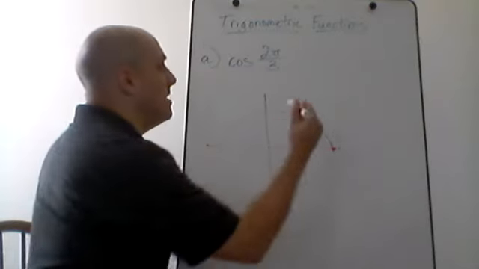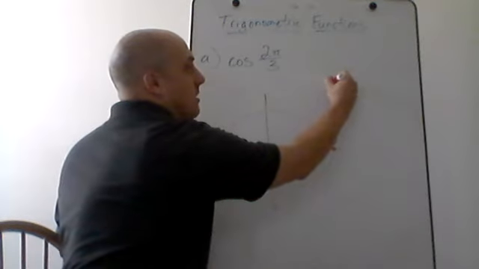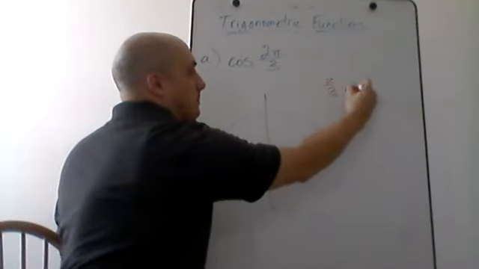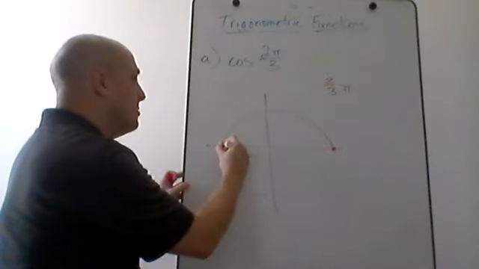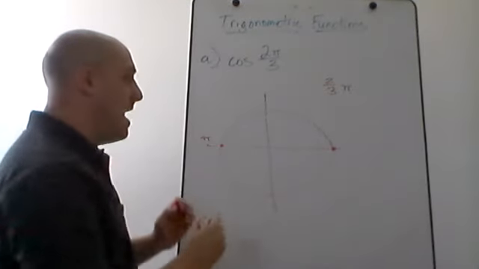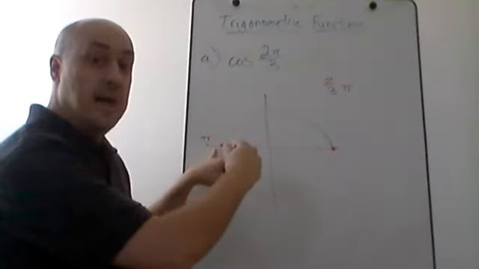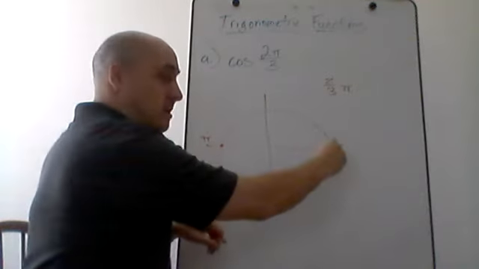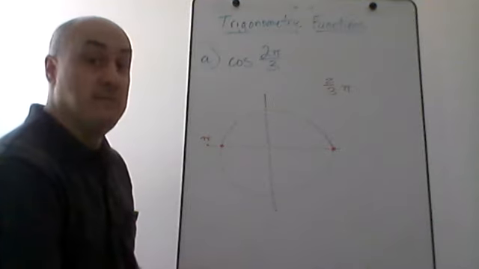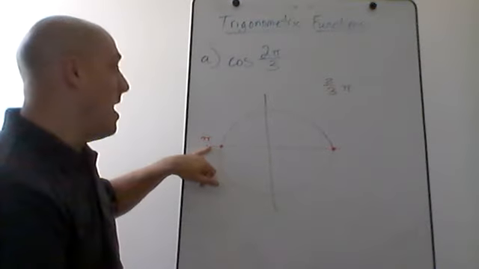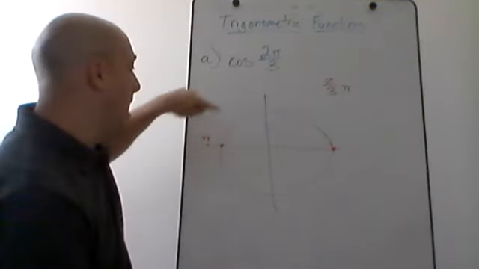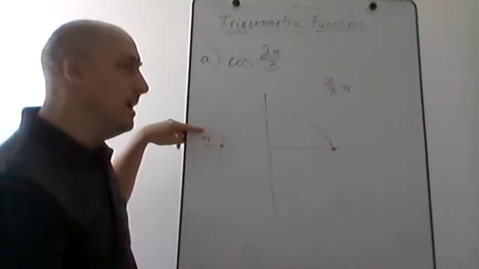Well, 2 pi over 3, think about that as 2/3 of pi. Remember, pi is way over here on the negative x-axis, right? Halfway around the unit circle, you travel a distance of pi. The full circumference of the unit circle is 2 pi, so half of that would be 1 pi, which is pi. Well, 2/3 of pi, that's less than 1 pi.